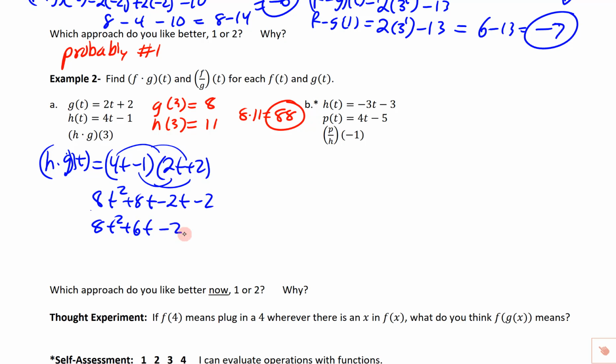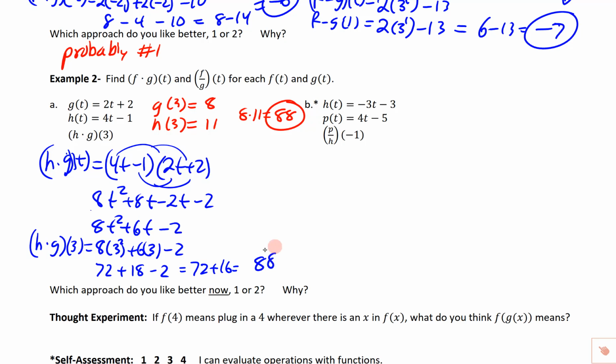And what we want to evaluate this for is a 3. So h times g of 3. Let's plug a 3 in here. So this is 8 times 3 squared plus 6 times 3, and then minus 2. 3 squared is 9, 9 times 8 is 72, plus 18, and then minus 2. That's 72 plus 16, which is 88. Same thing either way. So that one works out just fine.